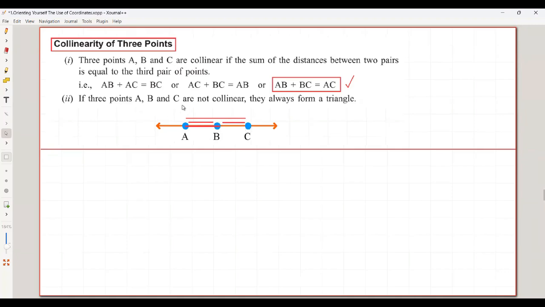If the 3 points A, B, C are not collinear, they form a triangle. That means the 3 points are not lying on the same line, so they form a triangle. That is non-collinear. Two points are on the line, and another point is not on the line, so it will form a triangle. If it's collinear, the 3 points should lie on the line. To check, we have to check the distance: AB plus BC should be equal to the distance AC.